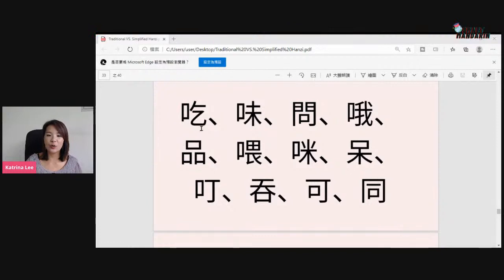Like for example, the first one is 吃, to eat. The left part is your mouth. But you already know how to write this component, this part. So you don't have to learn again.